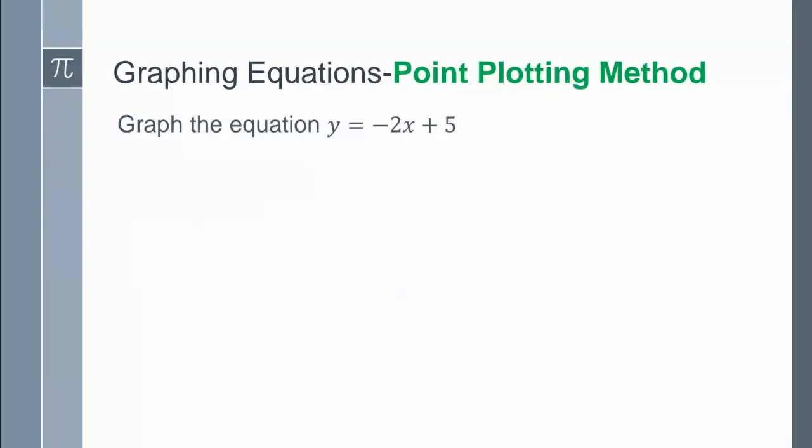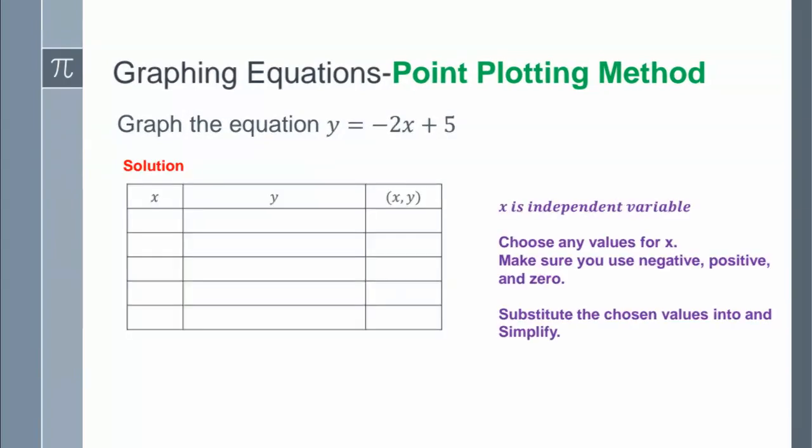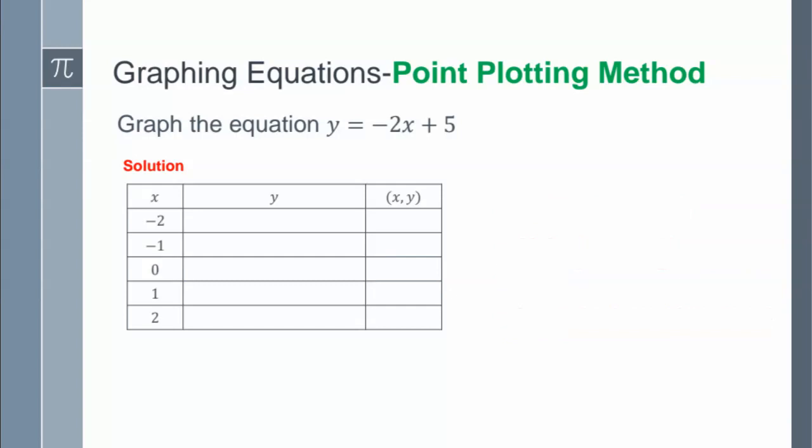Say you have the equation y equals negative 2x plus 5. You're going to make a little table and choose values for x. Why x? Because it's easier to find y. For example, we're going to choose negative 2, negative 1, 0, 1, and 2.